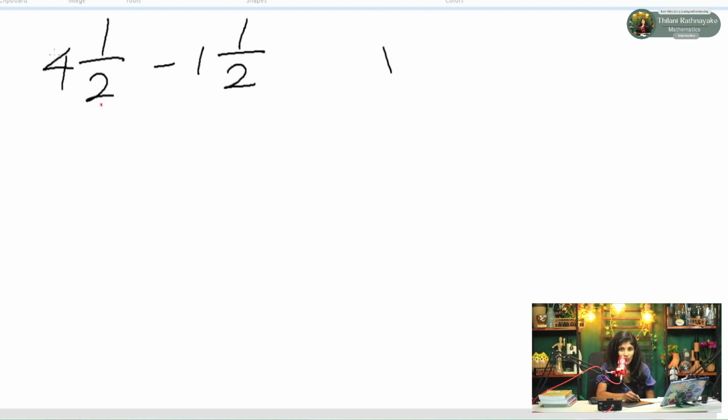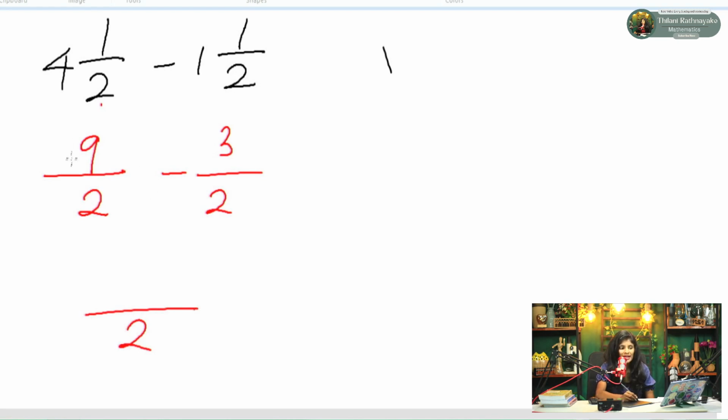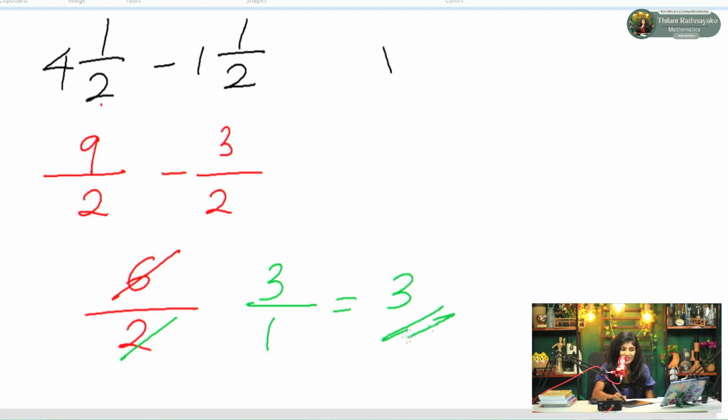2 times 4, that is 8. 8 plus 1, 9. 9 over 2 minus 2 times 1 is 2. 2 plus 1 means 3 over 2. Now as we have a common denominator here, what we have to do is we can just subtract. Denominator is 2. 9 minus 3 means that is 6. Now I can divide both the sides by 2. Okay. 2 times 3, 2 times 1. So 3 over 1. That is a whole number. We can just write the answer as 3.